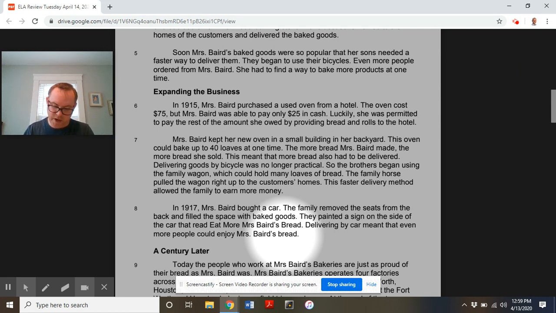Oops, got my S. Mrs. Baird's bread. There. Now, what about it? Well, it was becoming really, really popular. Mrs. Baird's bread became so popular that what? That why? Okay, it was becoming popular, so what else was having to happen? Well, it became so popular that the family needed new ways to bake and deliver it.